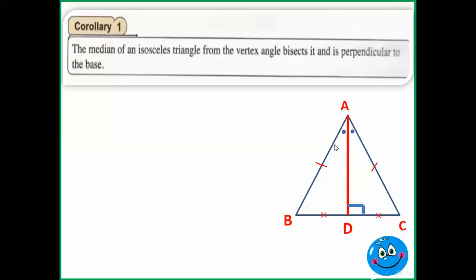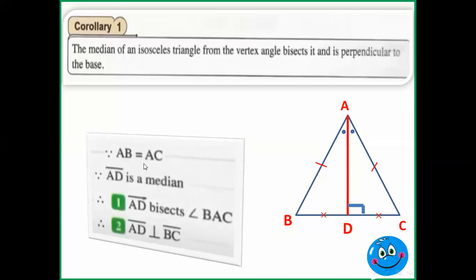It means that the measure of angle CAD must equal the measure of angle BAD. Is that clear? This is the statement of corollary 1. This is the deducing of the statement of the first corollary.